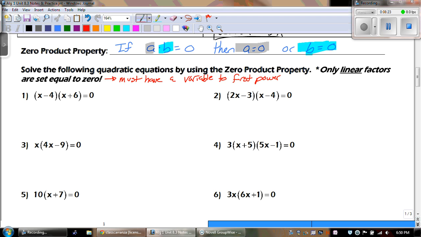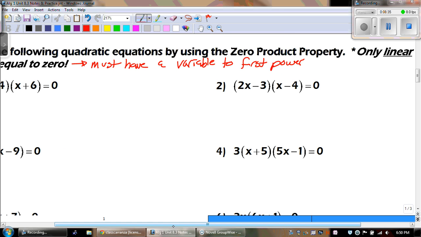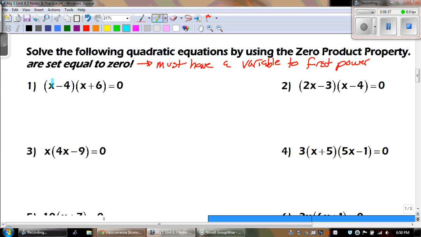Okay, remember linear makes a line, and those were all linear equations. All right? So let's see how this works. I have two things, a times b, and it equals 0. So what we're saying there is either the x minus 4 equals 0 or the x plus 6 equals 0. And I want to know what it is. So I would set x minus 4 equal to 0 and x plus 6 equal to 0, and I want to find out what those answers are.